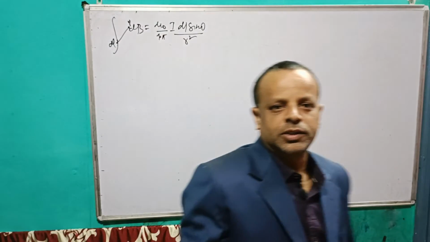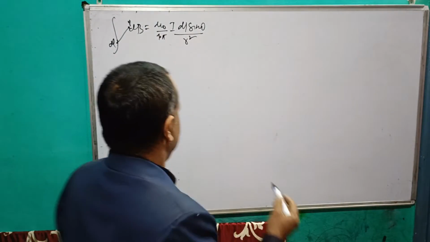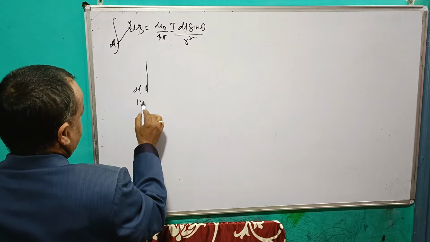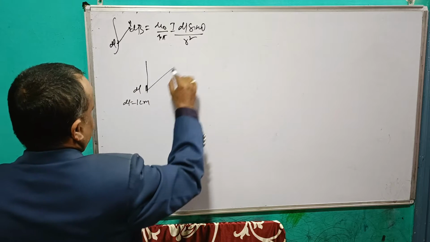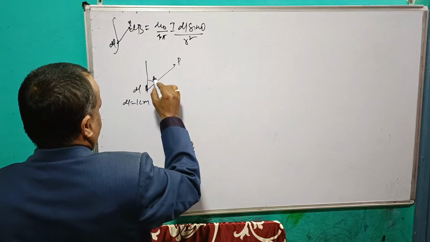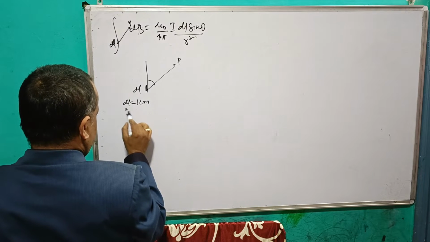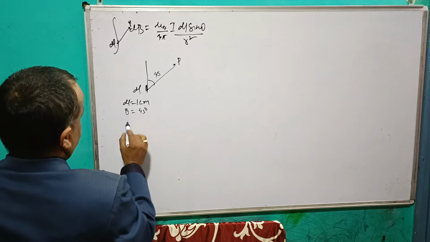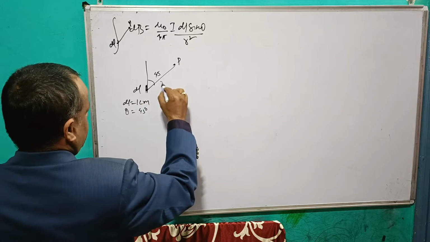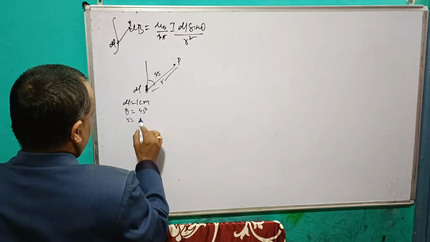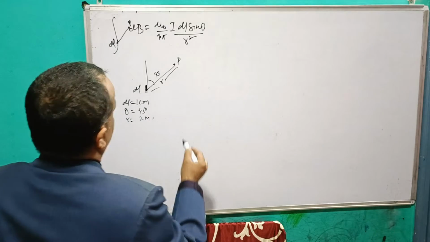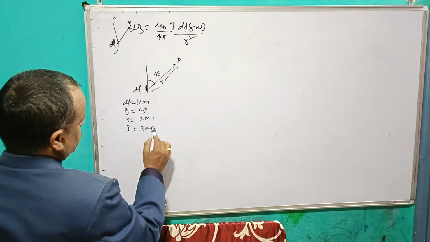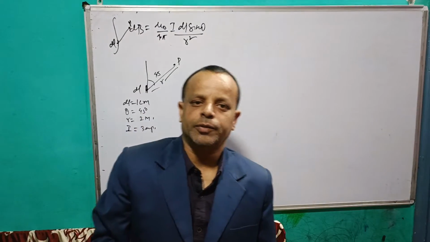See, we'll have a simple numerical based on this. They will give that the current carrying element, let us suppose, is 1 centimeter. This is delta L. They will say this is the point P where we have to calculate. Let us suppose it makes an angle theta of 45 degrees. Then the distance of this small element from here is 2 meters, suppose, and the current flowing through this element is 3 ampere. So what will be the strength of the magnetic field at point P?